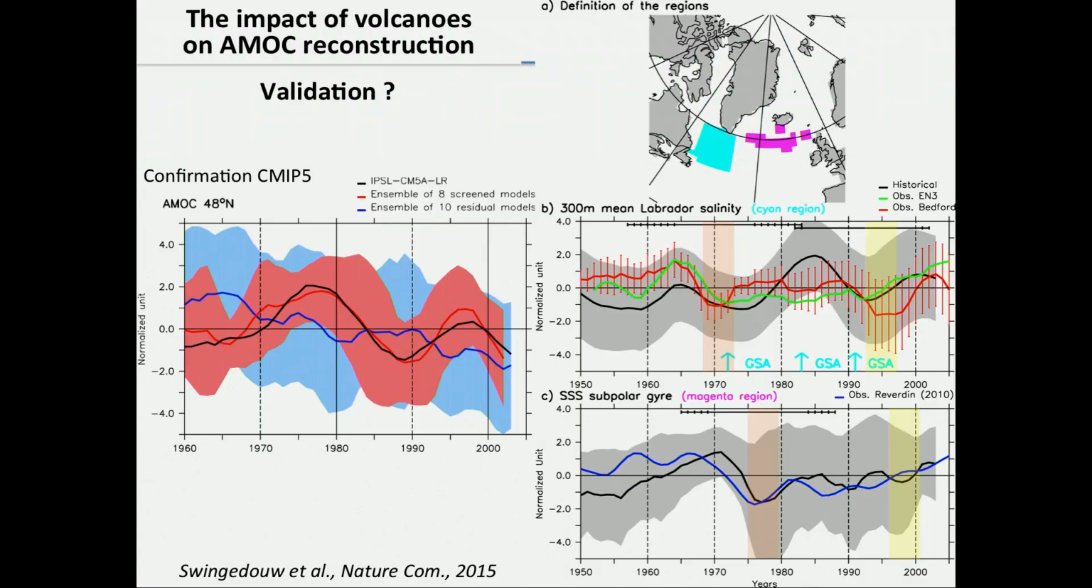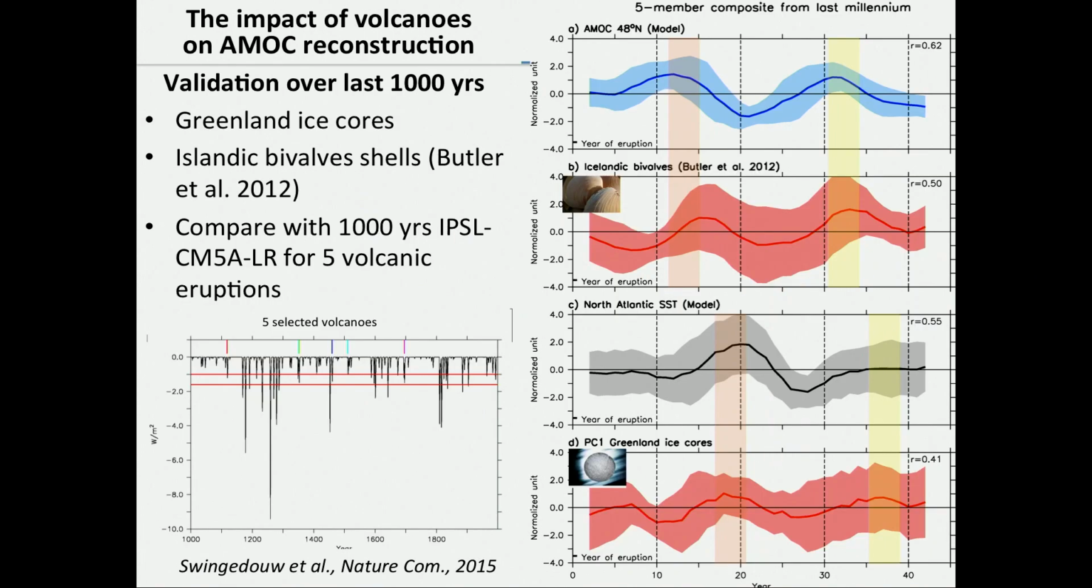If you take all the CMIP5 models that have 20-year variability, and look at the historical, they also have those two peaks. Interesting. And if you take reconstruction over the last 1,000 years, take 5 volcanoes that are within the range of the Pinatubo, and look at ice cores and Icelandic bivalves that are telling us about the ocean circulation, you also do find a maximum of AMOC 15 years after. So maybe there's some reality to this.